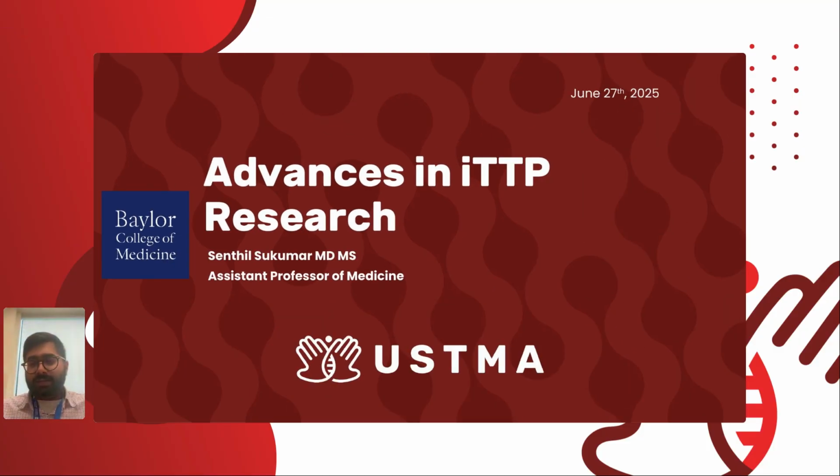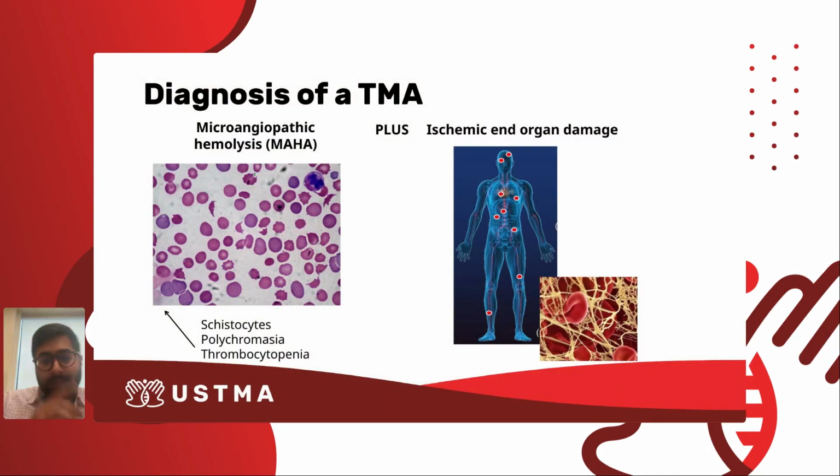I'm going to start off my talk with just talking some about the long-term complications of TTP and some of the advancements therein. So without further ado, all right. So how do we diagnose a thrombotic microangiopathy, or when do we suspect this in general?